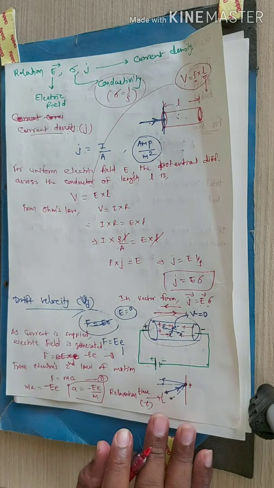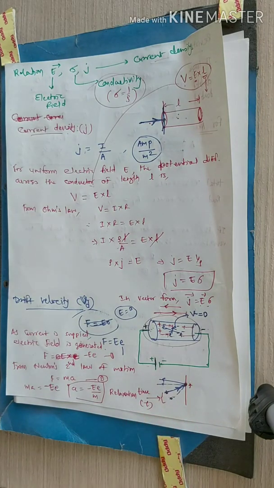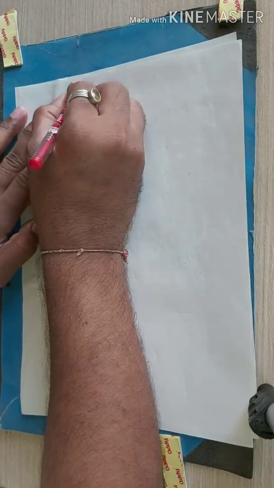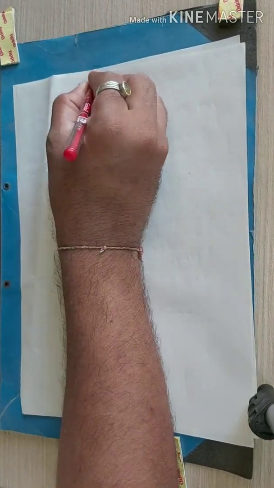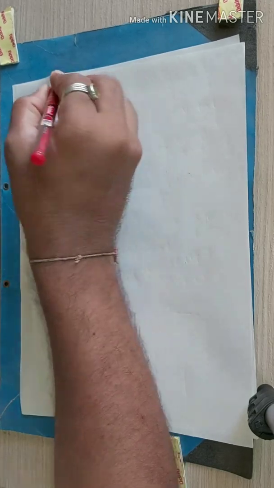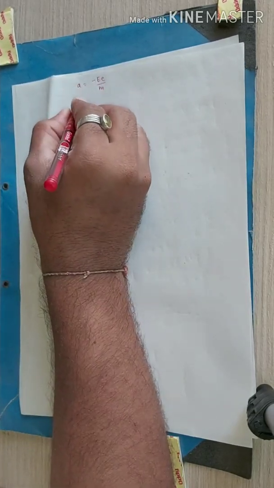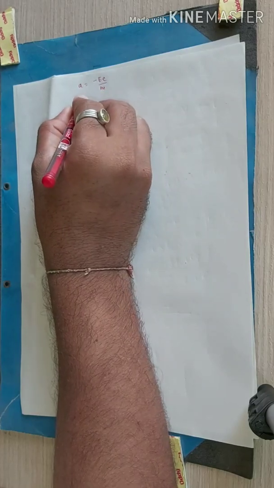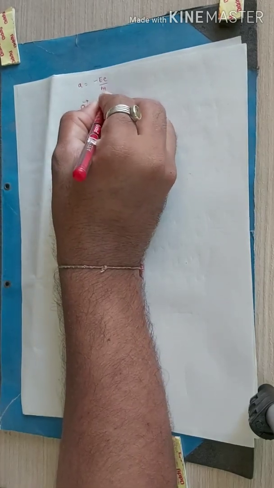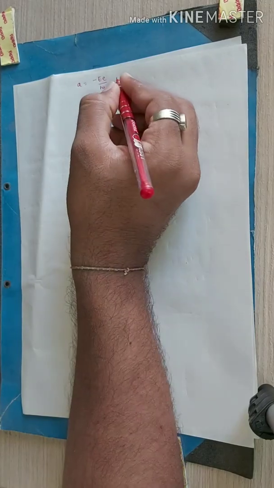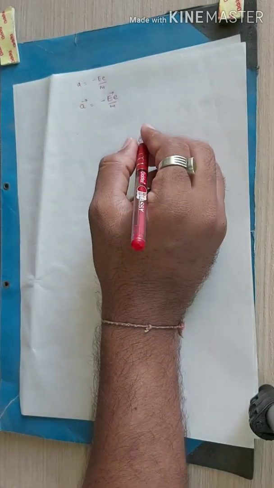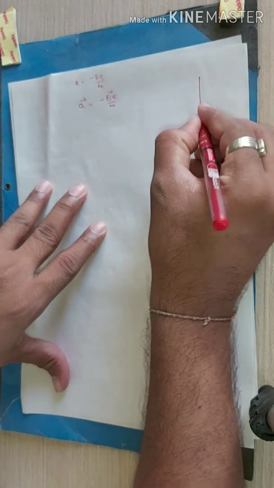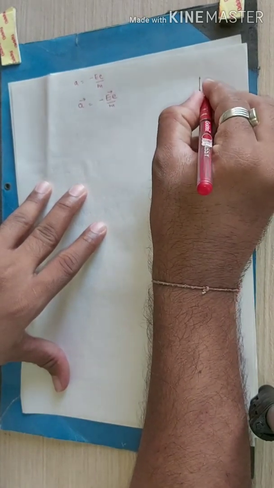Now you can take a screenshot of this page if you want, then we'll carry ahead. Okay. Now we have the equation, acceleration a is equal to minus eE upon m. So in vector form, we can write this equation as a is equal to minus eE upon m.